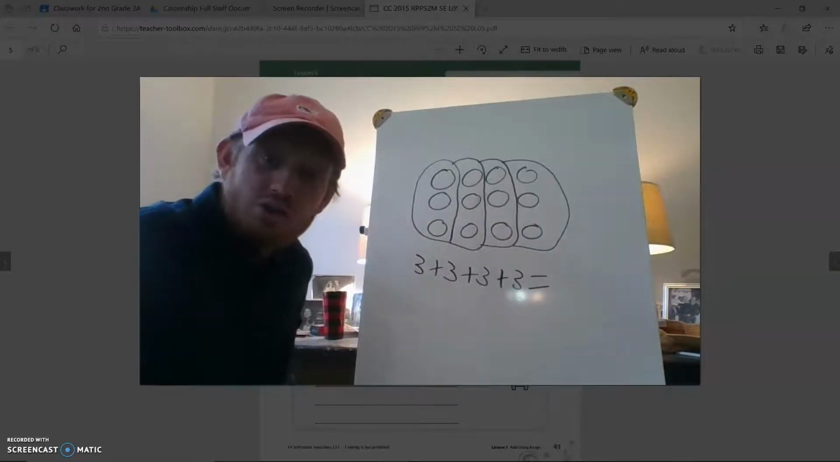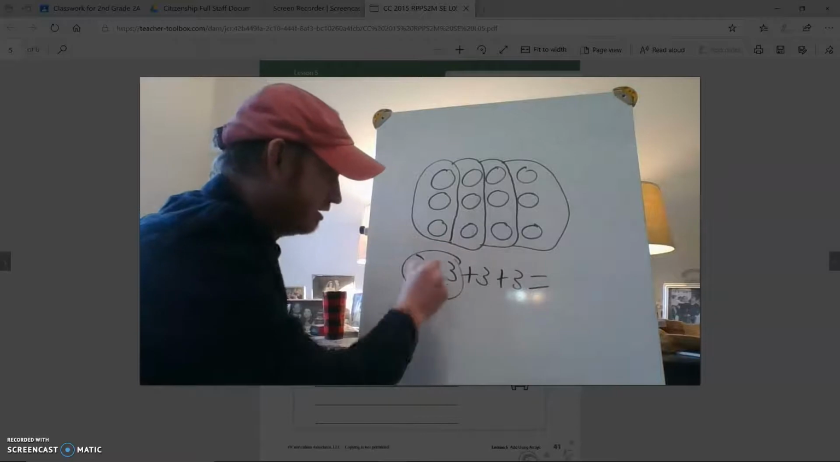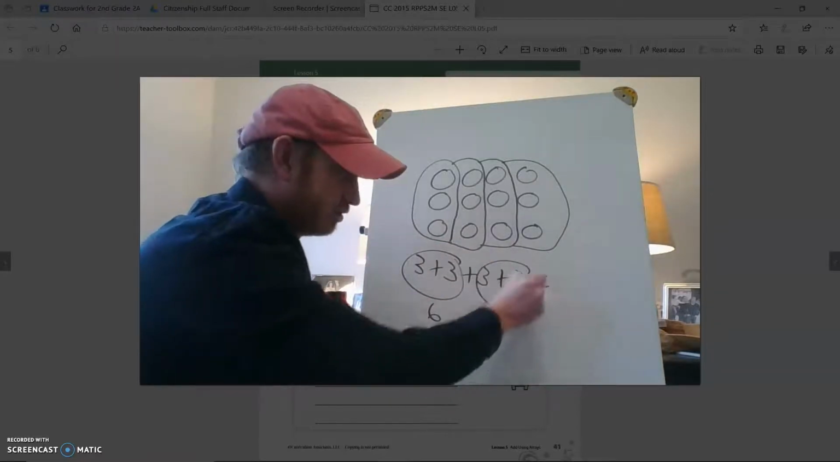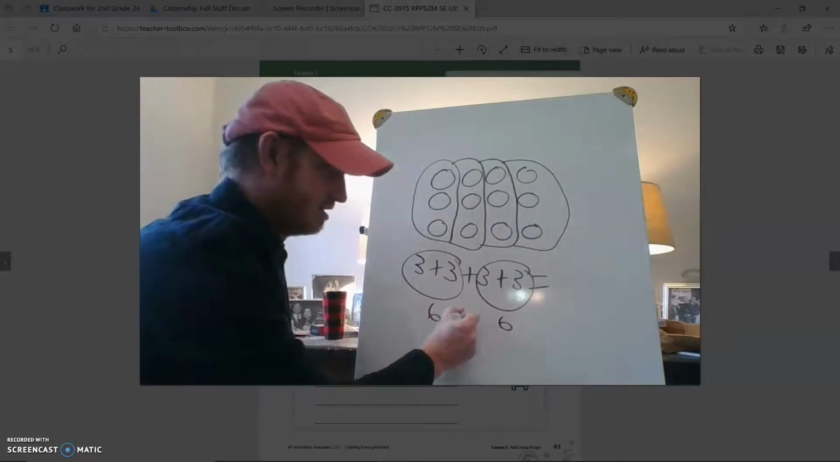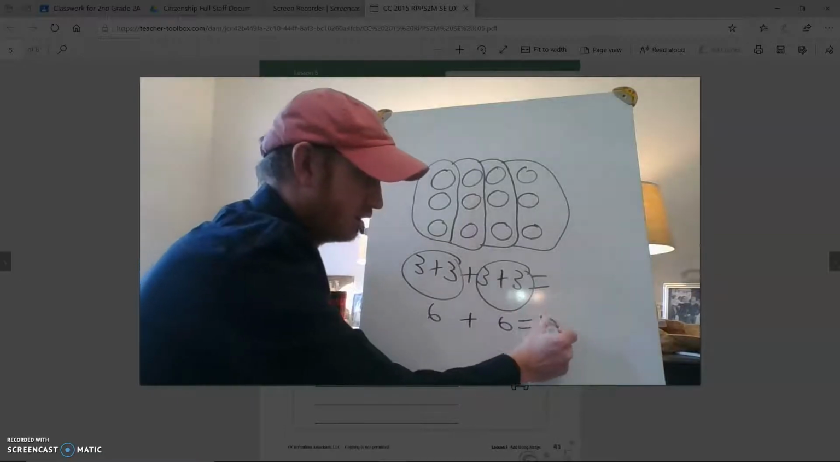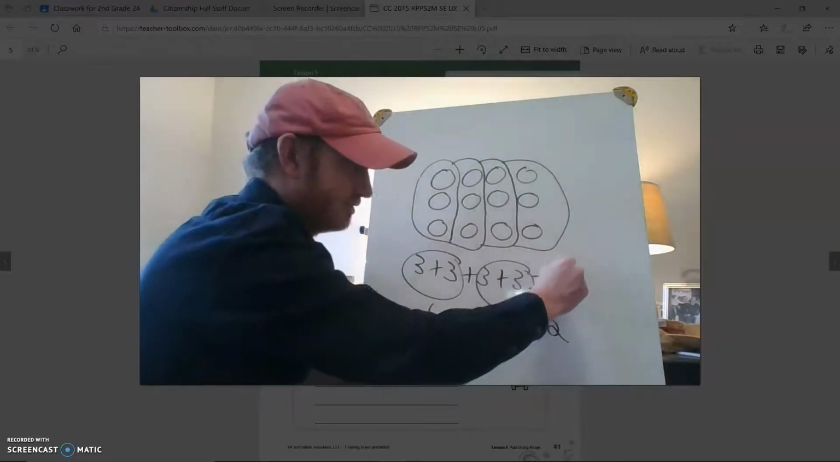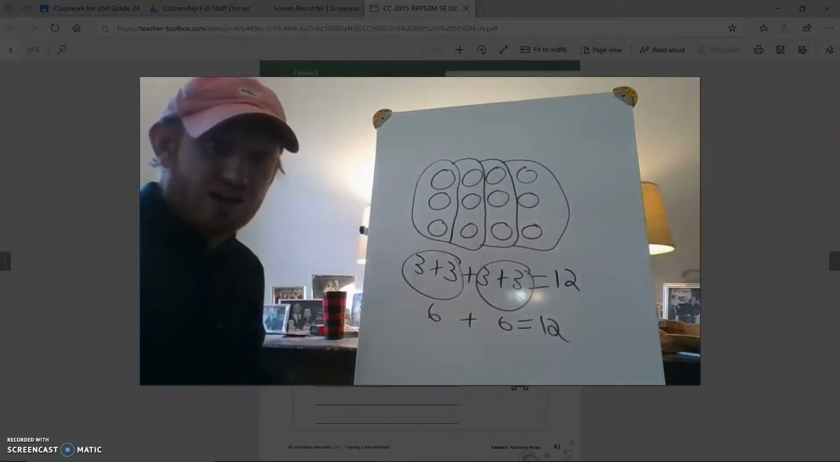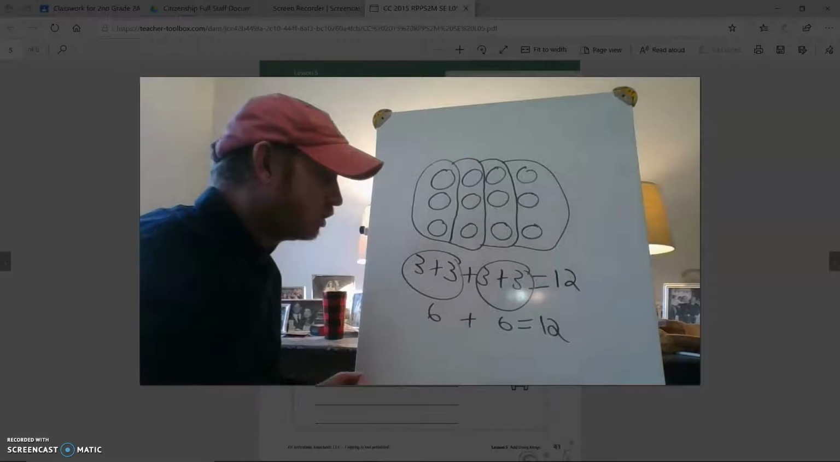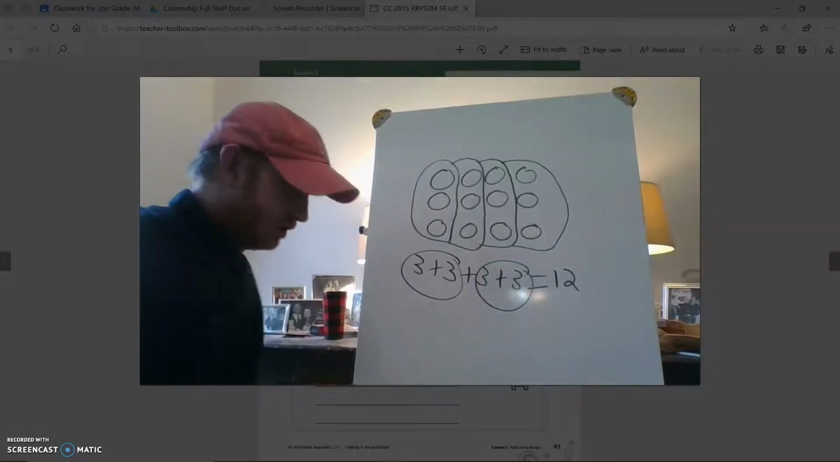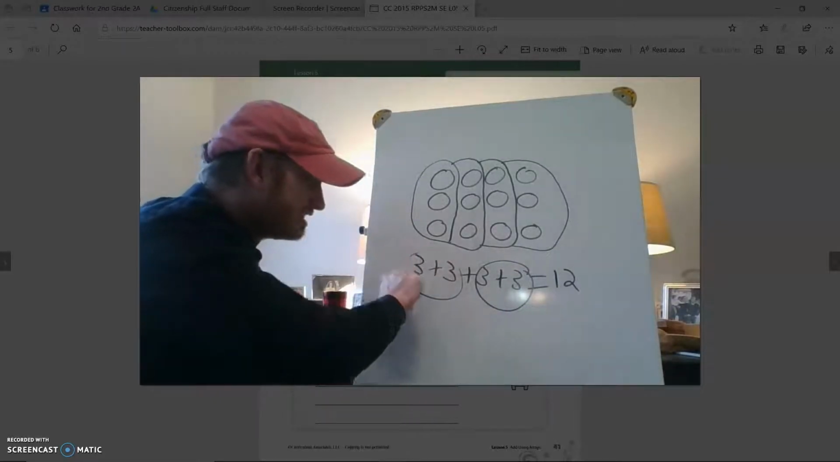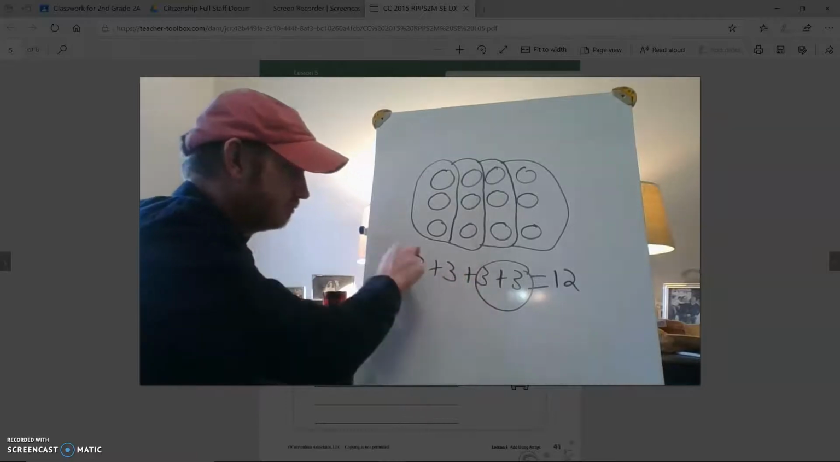And then we can solve that because 3 plus 3 is 6. 3 plus 3 is 6. 6 plus 6 is 12. So 3 plus 3 plus 3 plus 3 is 12. So that's one way that we could have solved this problem. But there's a second way that we could have solved this.